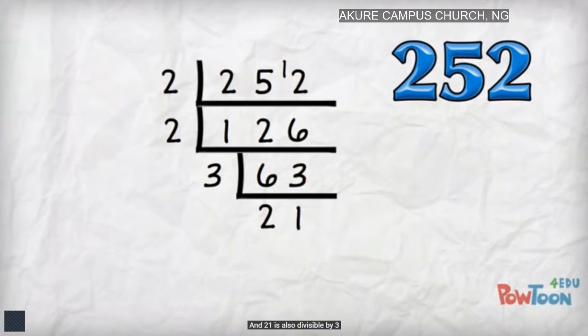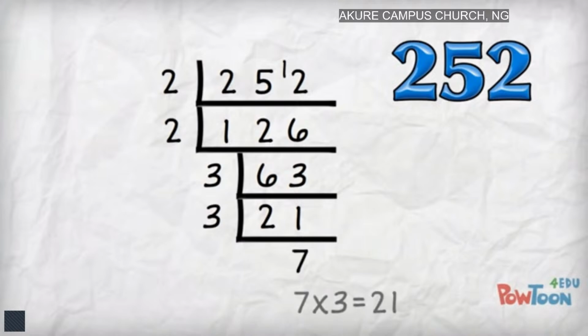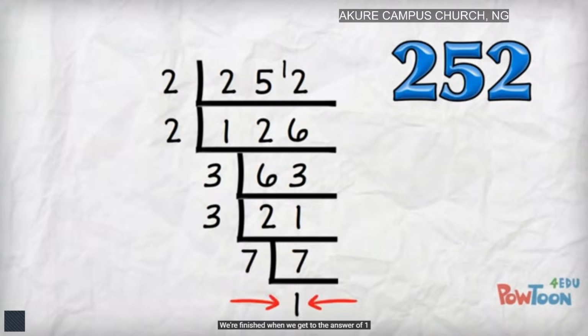And 21 is also divisible by 3. It's in the 3 times table. 7 threes are 21. 7 is a prime number. 7's into 7, 1. We're finished when we get to the answer of 1.